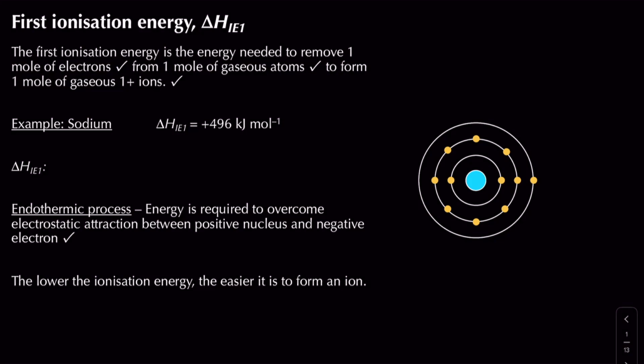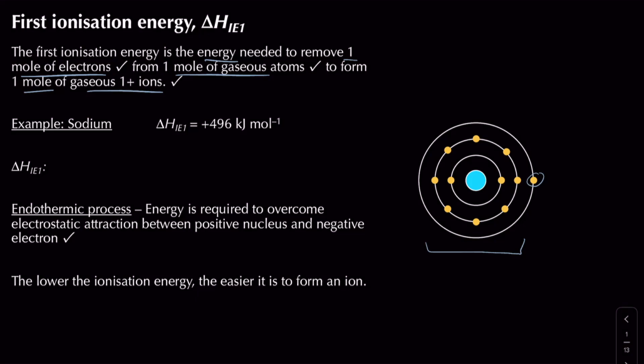Now starting off, we need to know what's meant by first ionization energy, and we say in the exam that it is the energy needed to remove 1 mole of electrons from 1 mole of gaseous atoms to form 1 mole of gaseous 1+ ions. You can see that I've got an atom over here, which is sodium in this case, and what we're trying to do is remove the outermost electron, the highest energy electron, from each gaseous atom to form a gaseous 1+ ion.